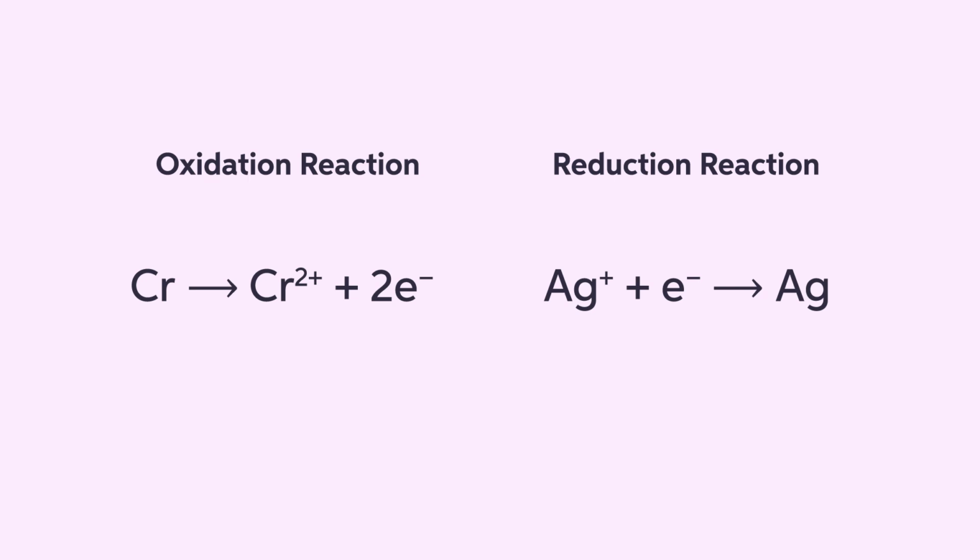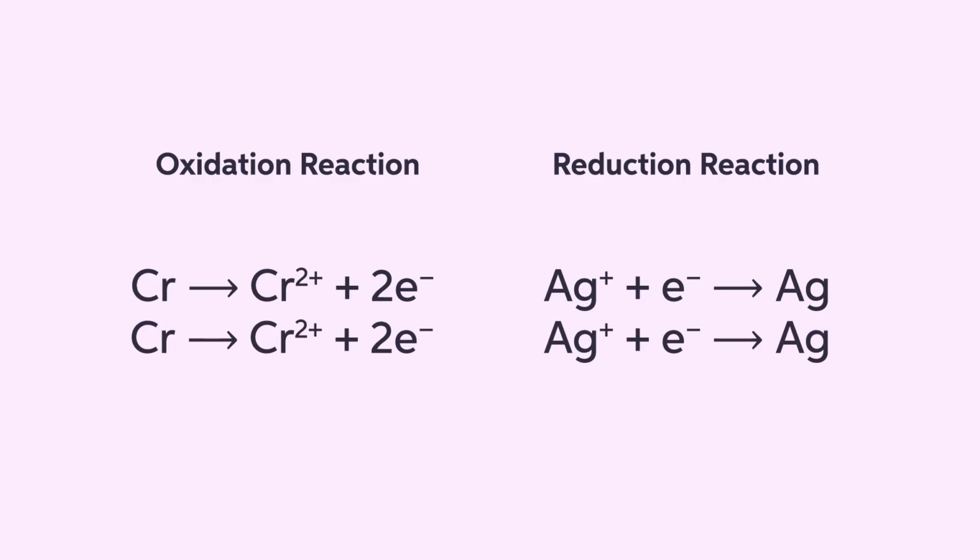Before we can combine them, we need to ensure that the right side of the oxidation reaction and the left side of the reduction reaction have the same number of electrons. Find the least common multiple between the two quantities of electrons. The least common multiple of 1 and 2 is 2. So we multiply the oxidation reaction by 1 and the reduction reaction by 2 to reach the least common multiple.